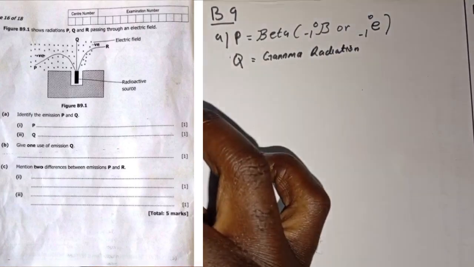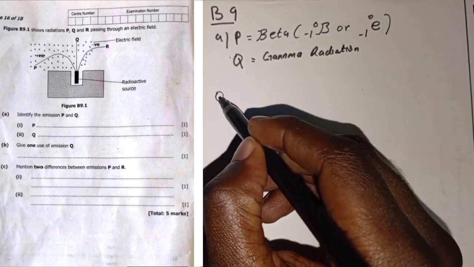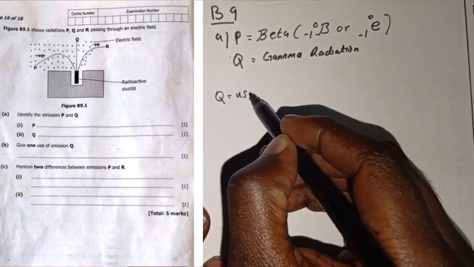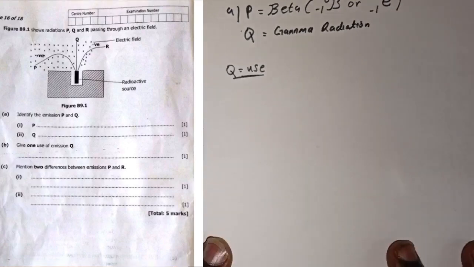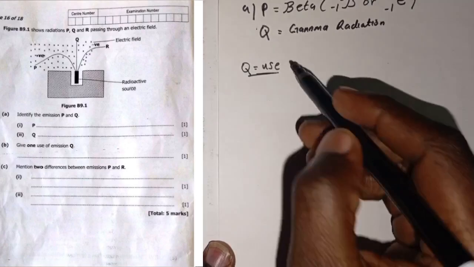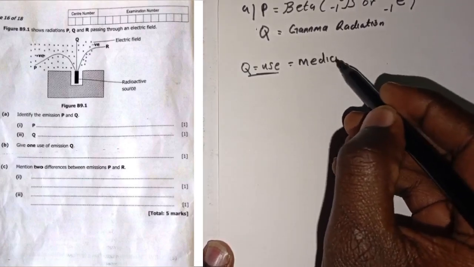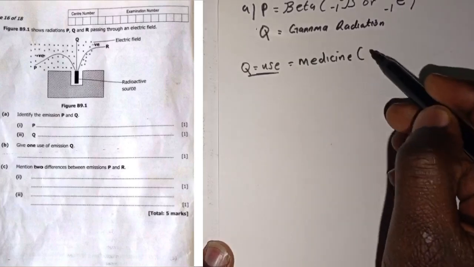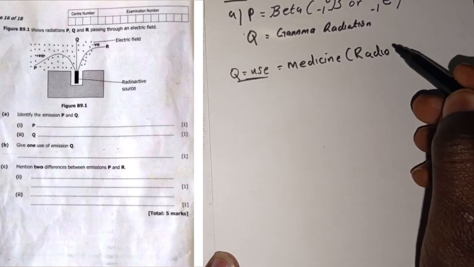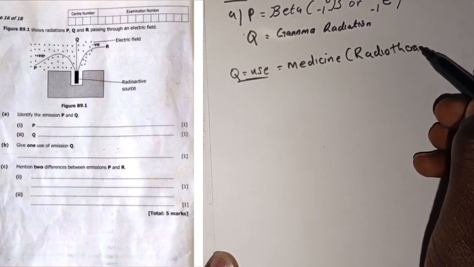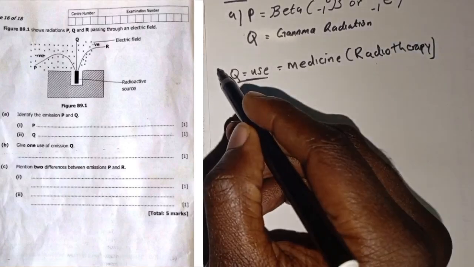Give one use of emission Q. What are the uses of gamma radiation? The uses of gamma radiation, it is used in medicine. You can talk of radiotherapy. There are many uses. So that was question B.